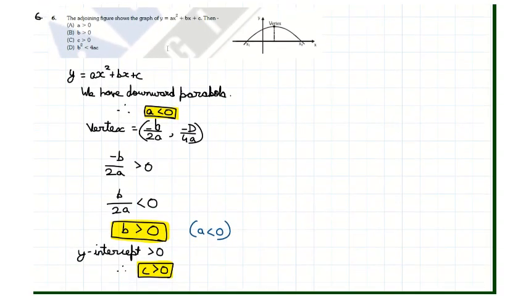In the sixth question, we have a graph for f of x. It is a downward opening parabola, and hence we have a is less than 0. Vertex, that is minus b by 2a, is above the x-axis. So minus b by 2a is greater than 0. Since a is less than 0, we have minus b is less than 0 or b is greater than 0. The y-intercept is above the x-axis, so we have c greater than 0.